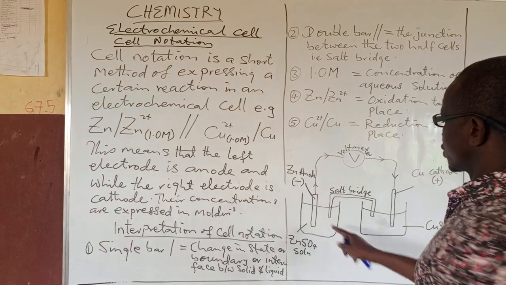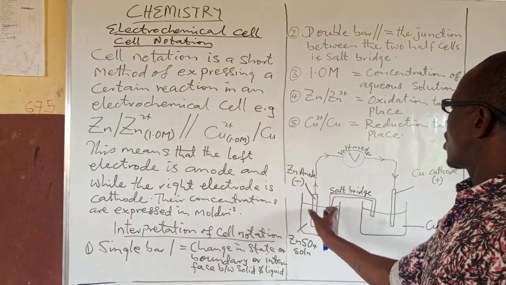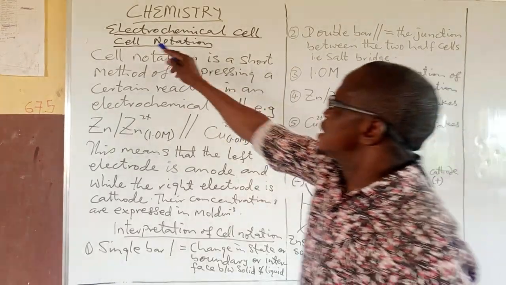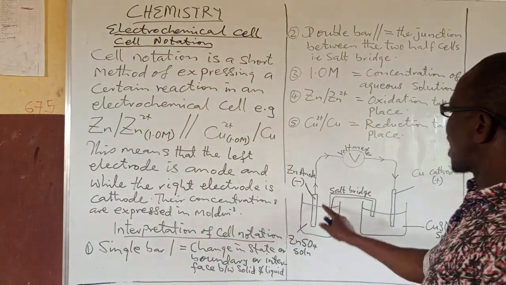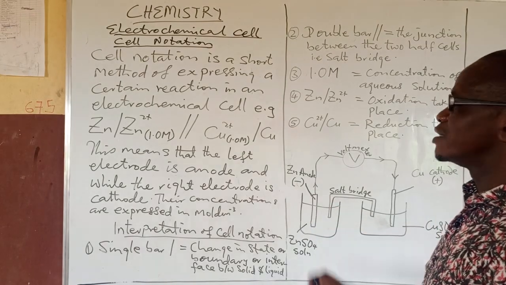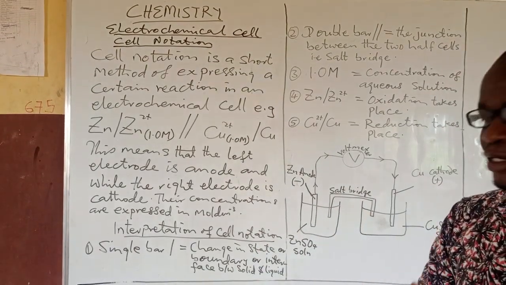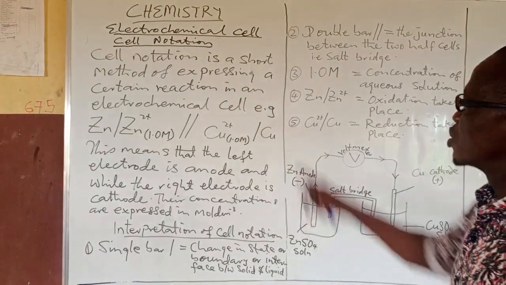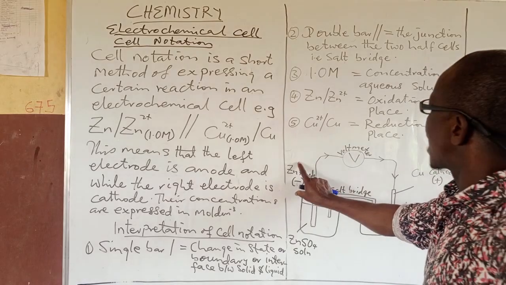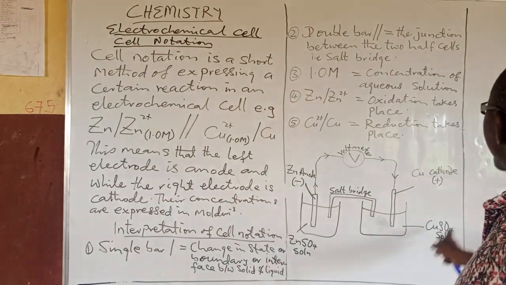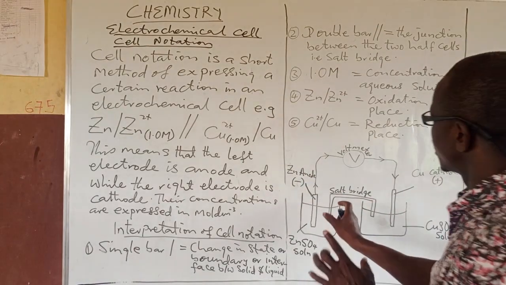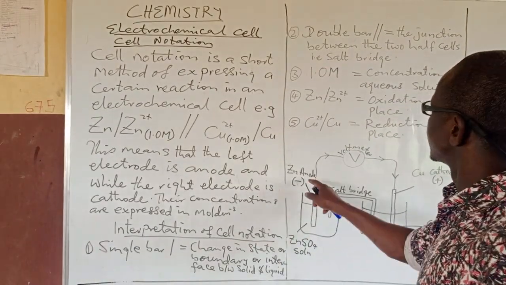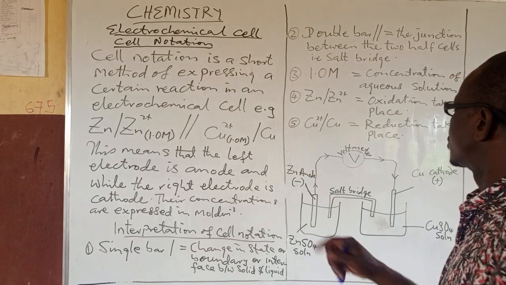So when you finish the connection, where oxidation takes place is the anode. Remember also that in an electrochemical cell, the anode is always negative. Before, in electrolysis, the anode was positive and the cathode was negative. But in an electrochemical cell, the anode is negative and the cathode is positive. In both cases, oxidation takes place at the anode and reduction takes place at the cathode.